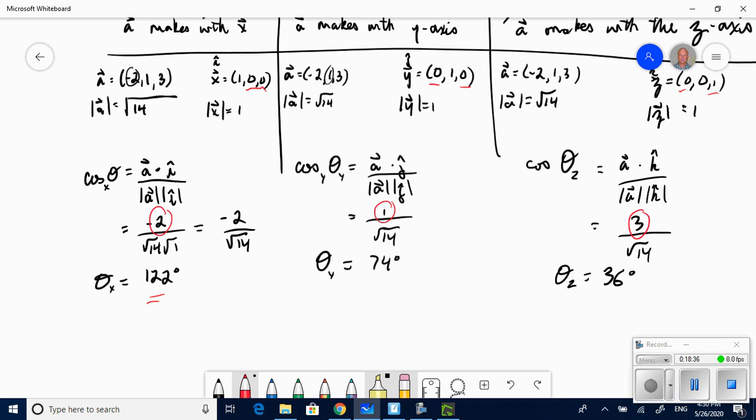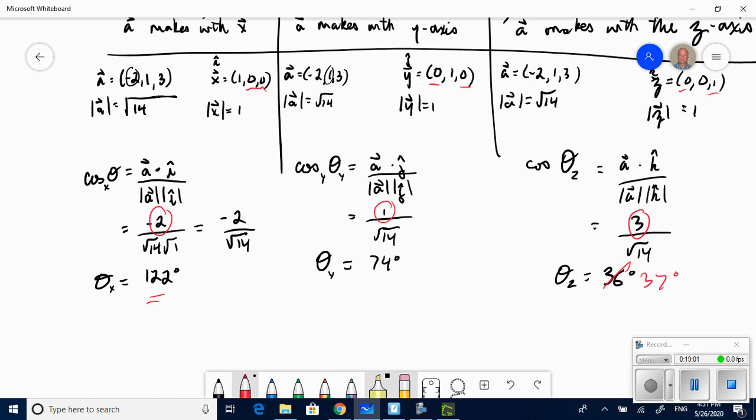Yeah, I got a 122 for that one. The next one, 1 divided by square root of 14, and then inverse cosine is almost 74.5 degrees. And then finally, I'm going to go 3 divided by square root of 14, and then second function cosine is 36, almost probably better if it's 37 degrees.